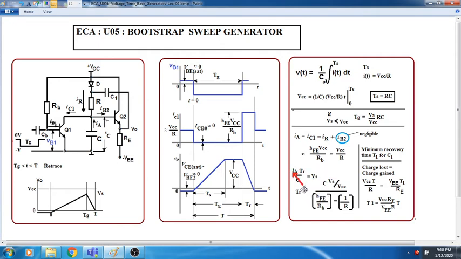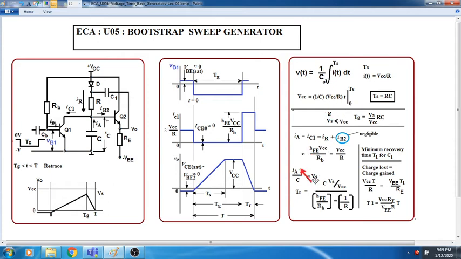The current divided by charge multiplied by time will give me the voltage Vs, because what is current? Current is voltage by resistance, is it not? So current is voltage by resistance. So V by R, TR by C. So V by RC into TR. So you see here V by RC into TR.